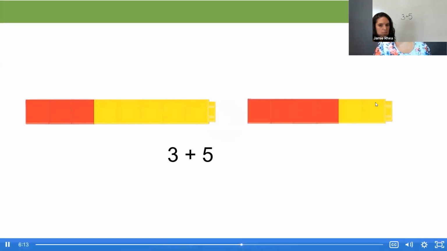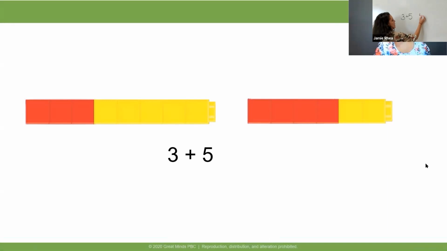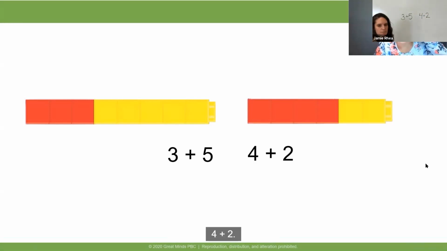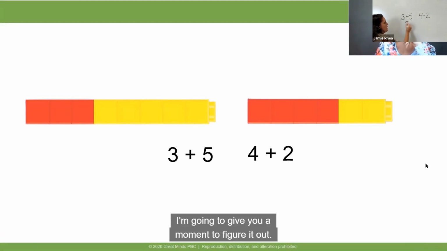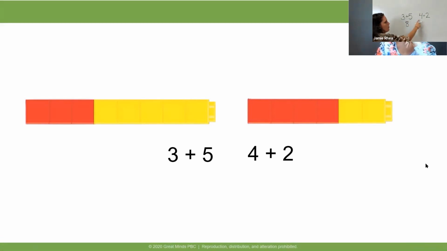Now write the expression to match these cubes. Okay, let's look at that. How many red do we have? 4. How many yellow? 2. Say the expression. 4 plus 2. Is 3 plus 5 equal to 4 plus 2? I'm going to give you a moment to figure it out. 3 plus 5 is 8. 4 plus 2 is 6. Are these equal?